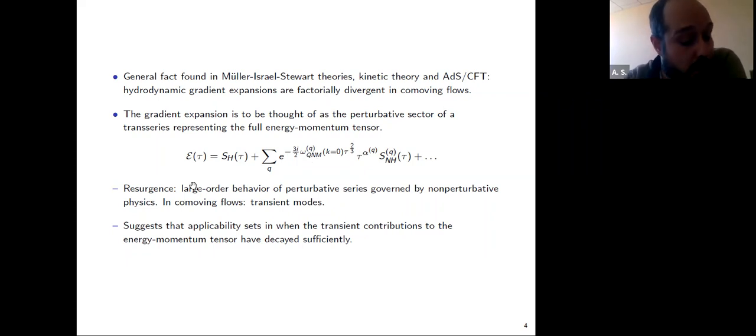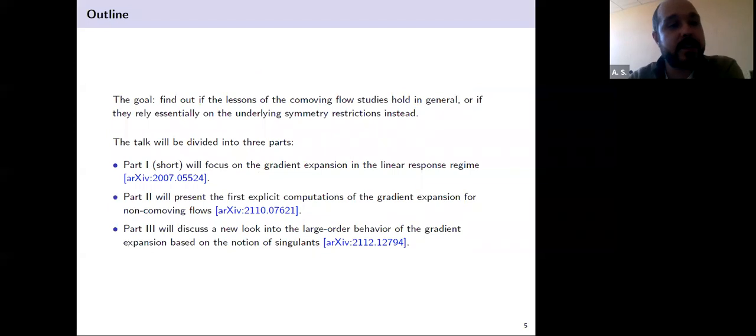Now, in non-comoving flows, it was observed that this non-perturbative physics is nothing but the transient modes of the underlying microscopic theory. And this observation ultimately suggests that the applicability of relativistic hydrodynamics sets in when the transient contributions to the energy momentum tensor have decayed sufficiently, which is a condition that might be related to, but is not ultimately reliant on, the size of the gradient corrections to the leading order perfect fluid behavior. Okay, so the goal of this talk.